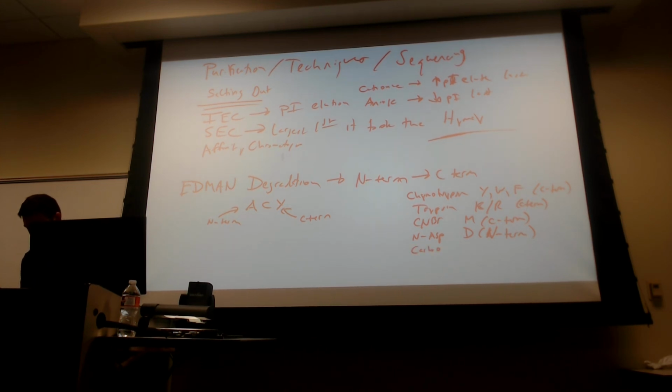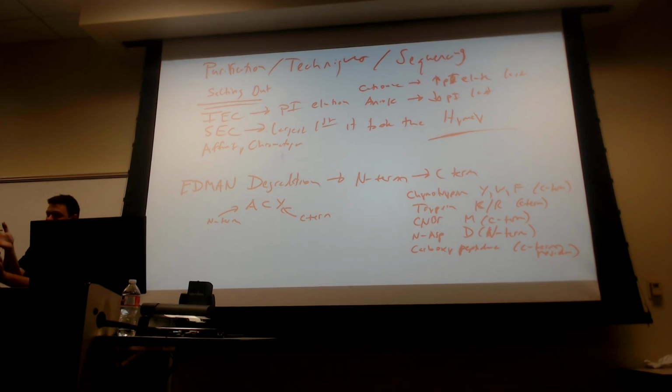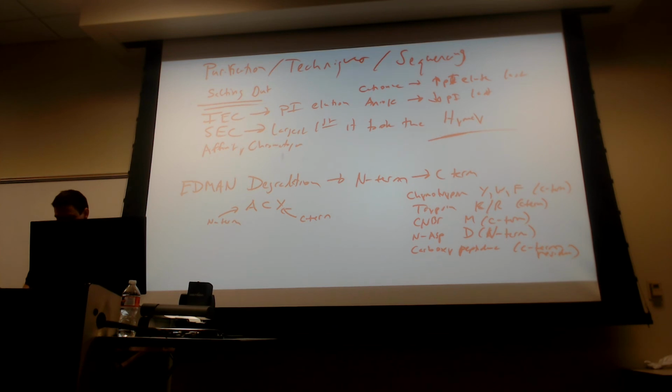Carboxypeptidase. It's the C-terminal residue, whatever's on the end, that's what's happening. So it does cut on the N-terminal side of the last residue. So it just tells you the C-terminal residue.